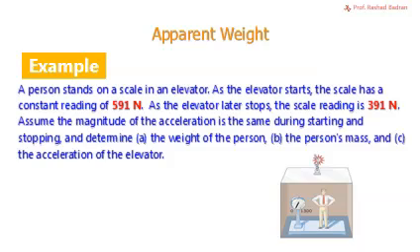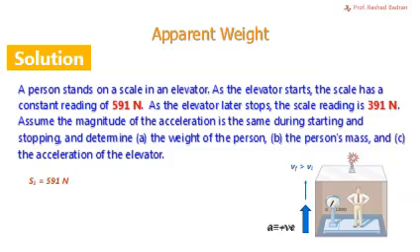For the first part of the problem, we have the reading of the spring scale, which is the apparent weight, as 591 newtons, and the acceleration is positive upward, so you have the resultant force on the person as m times a, and the forces acting on the person are the spring scale force, which is upward, and the weight, which is downward. If you put in the values given, we get equation 1.